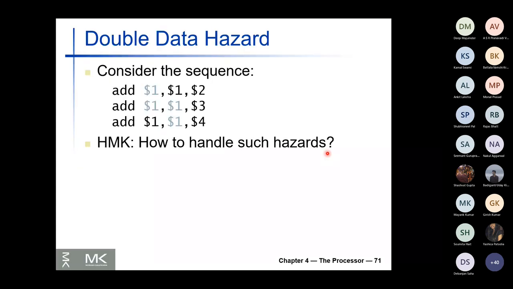Now look into this example. Again, you have 3 add instructions in sequence, and here notice that register 1 is the destination register, and here it is the source register. Again, for this one, the same register is the destination register of the previous one. So if you draw the pipeline diagram, what will we see? There are 2 consecutive hazards involving the same register.